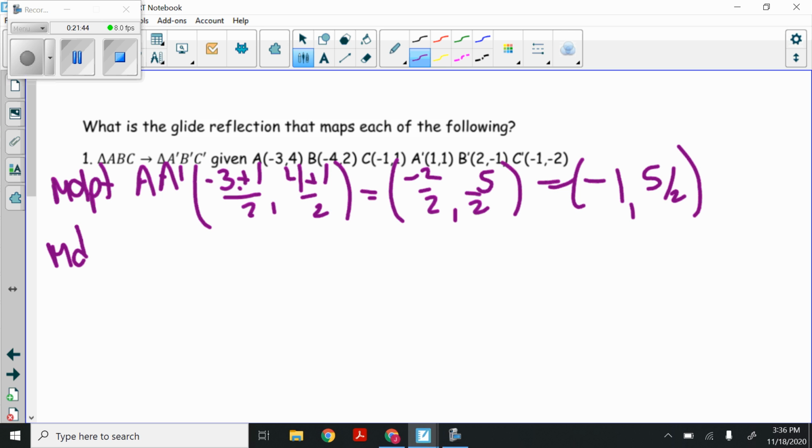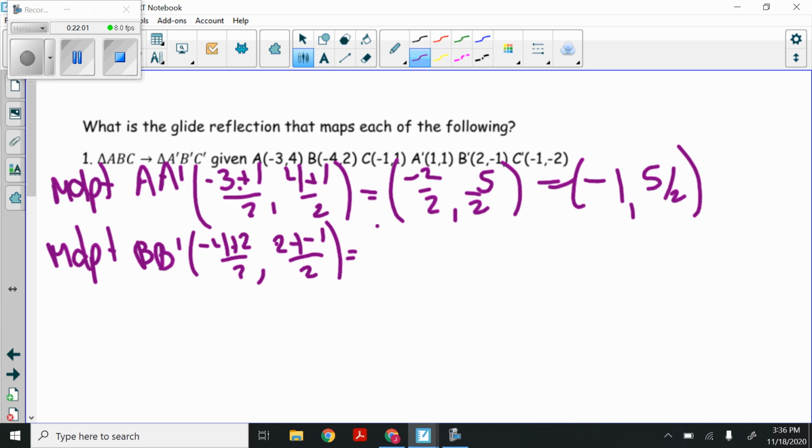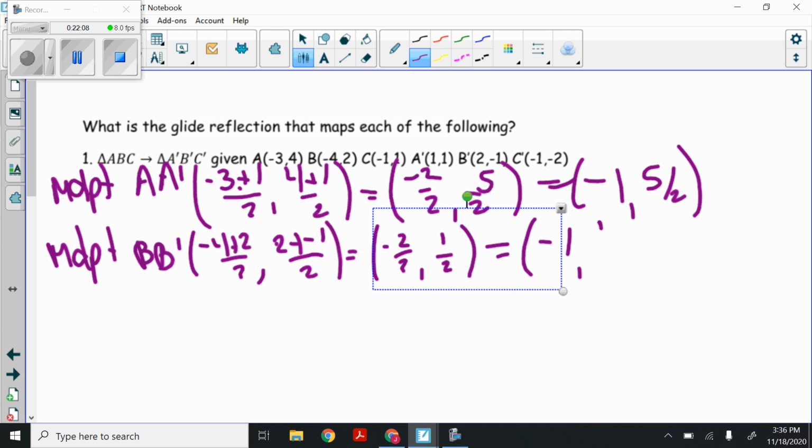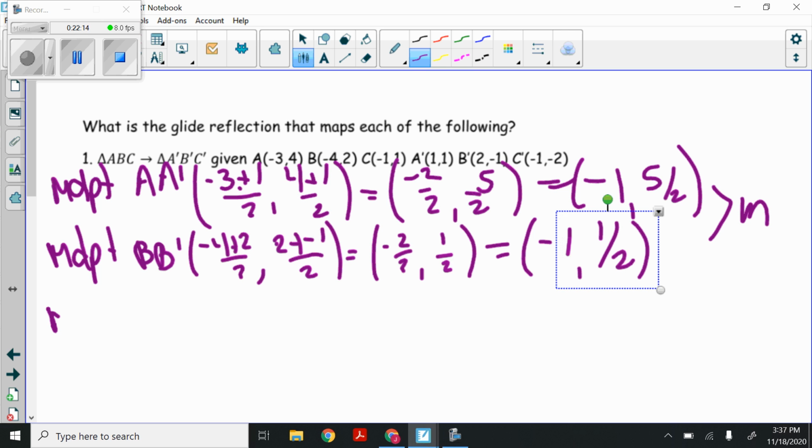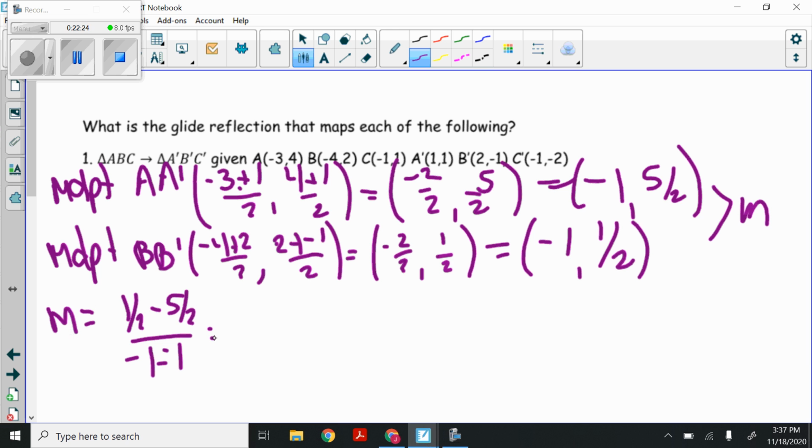So now pick another 2 points, either B, B prime or C, C prime. I'm just going to go in order. So I'm going to do B, B prime. And so my midpoint, I would have -4 plus 2 cut in half and 2 plus -1 cut in half. So here we get -2 halves, 1 half. So my midpoint, -1 comma 1 half. So now I need to find the slope of these lines. So my slope of those lines, 1 half minus 5 halves over -1 minus -1. So on top, a half minus 5 halves leaves me with -4 halves over -1 minus -1 becomes 0.